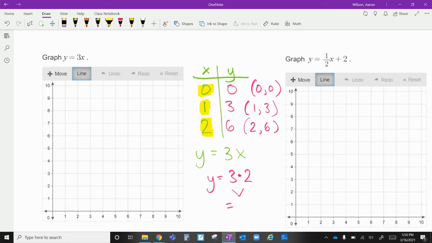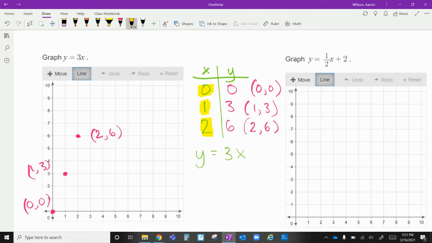So now the last thing to do is plot the ordered pairs. Well, 0, 0, there's 0, 0. That is my 0, 0 ordered pair. And then 1, 3, that's 1 over and 3 up. 1 over, 1, 2. There is 1, 3. And the last one is 2, 6. 2 over and 6 up. There's my 2, 6 ordered pair.